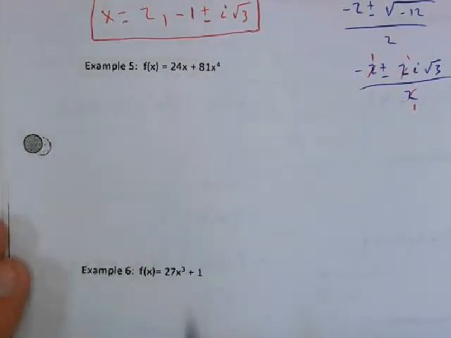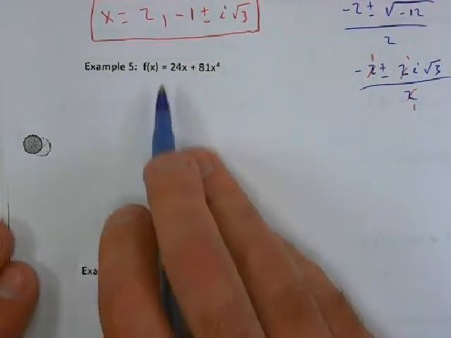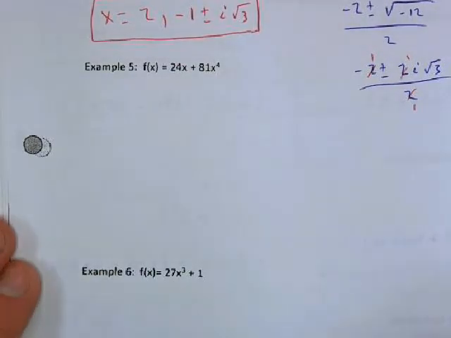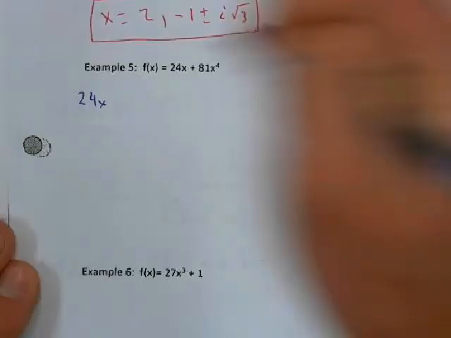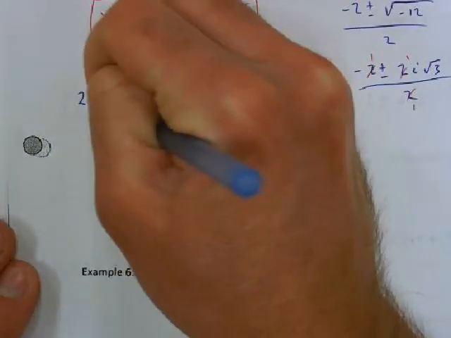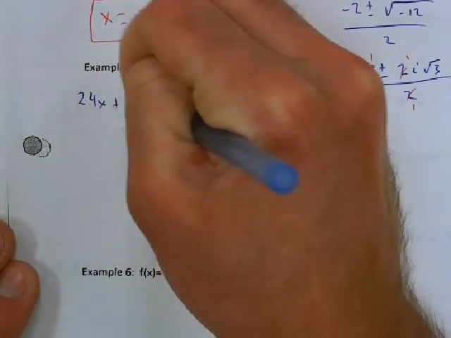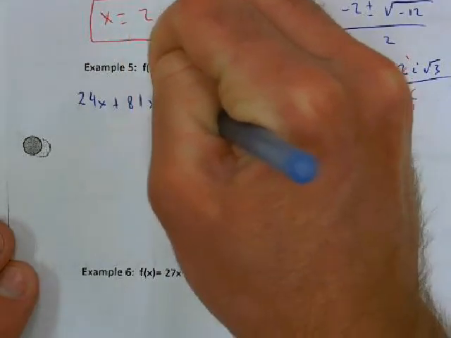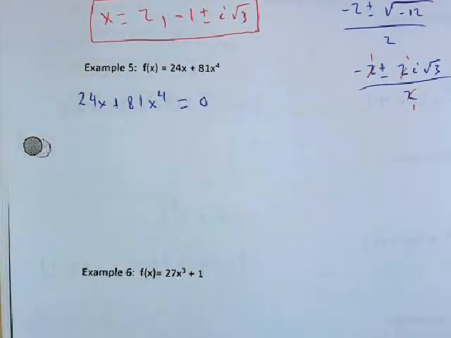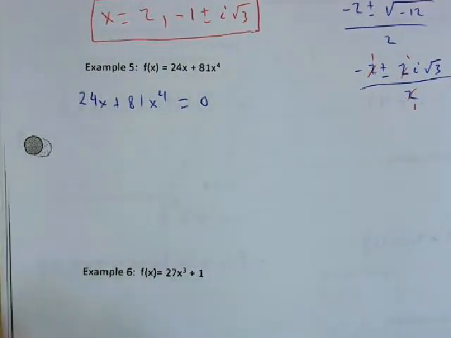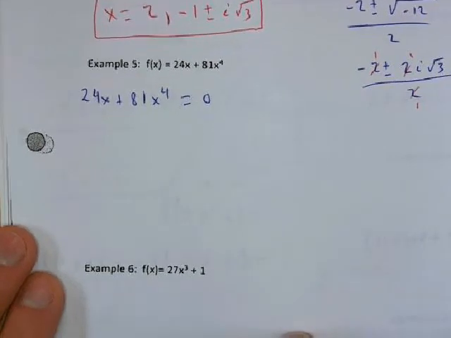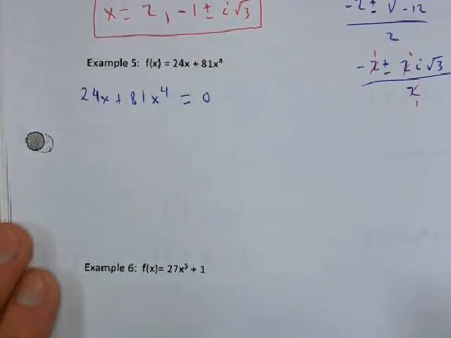Here, we want to solve this thing. So first of all, like it says, we want to set it equal to 0. So then let's do 24x plus 81x to the 4th equals 0. All right. Let's start by factoring this thing. We can take out a GCF. That's what we want to do first. And again, that's what you should always check for first, a GCF.